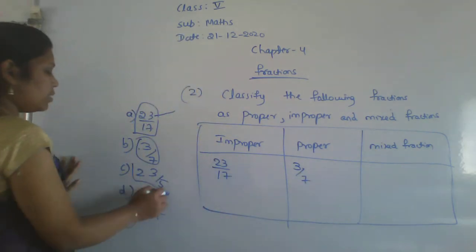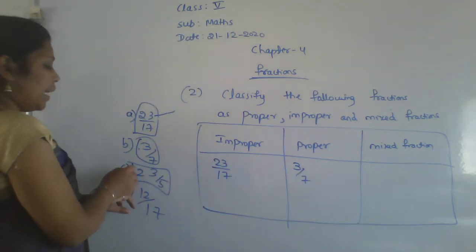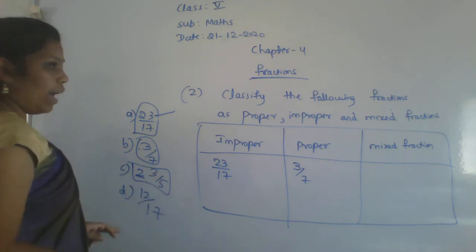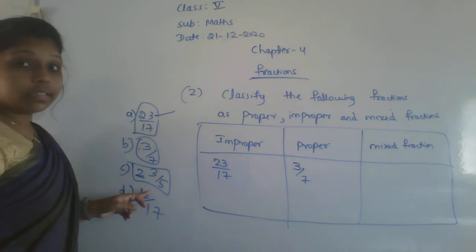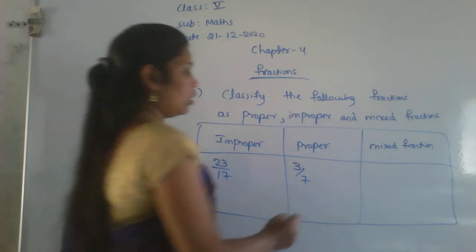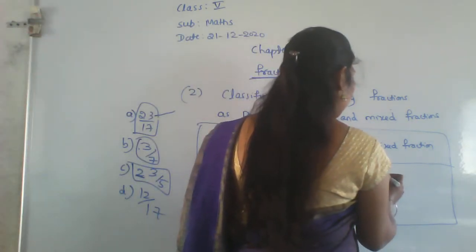Next, observe the fifth option, that is 2 integer 3 by 5. This is called a mixed fraction. So right here, 2 integer 3 by 5.